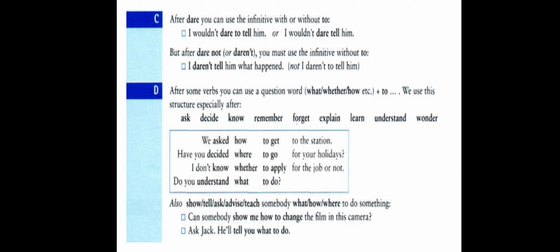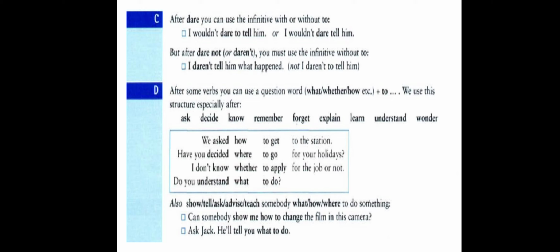In part D, after some verbs, you can use a question word, for example, what, whether, and how, etc. And after the question words, we can use to plus the base form. We use this structure especially after verbs like ask, decide, know, remember, forget, explain, learn, understand, and wonder.